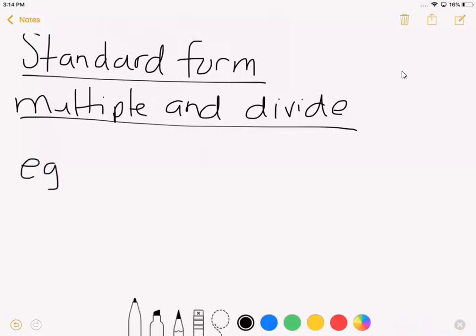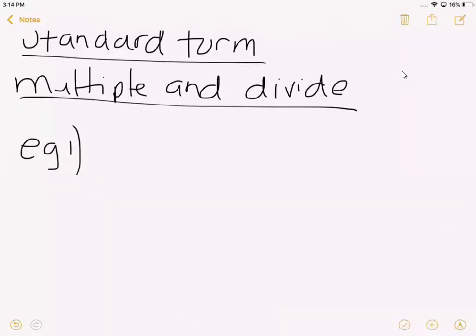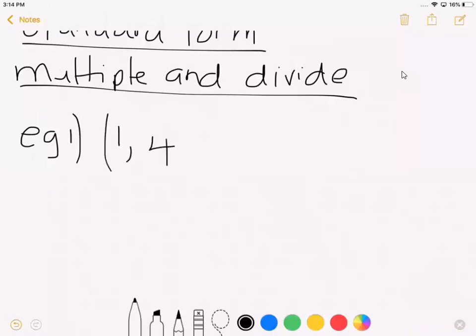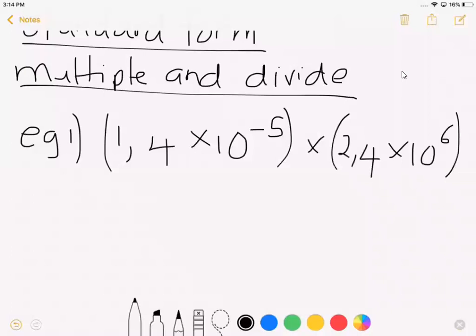Example number 1, given that 1,4 multiplied by 10 to the power of minus 5 multiplied by 2,4 multiplied by 10 to the power of 6. You are required to multiply. The first number is in what? In standard form, and the second number is also in what? In standard form.